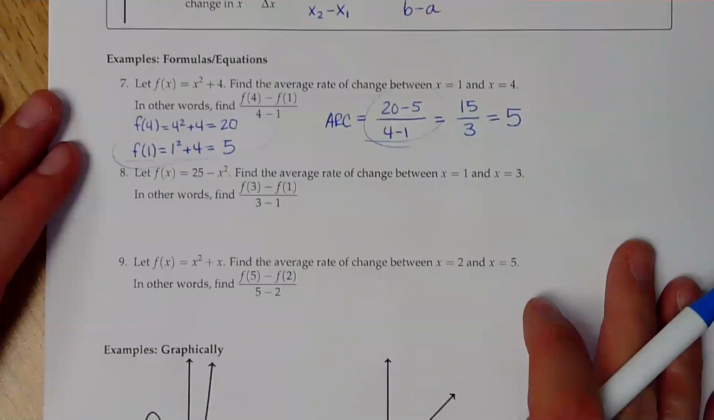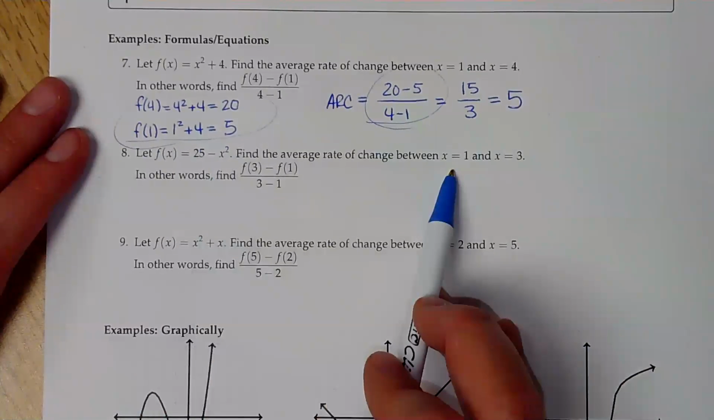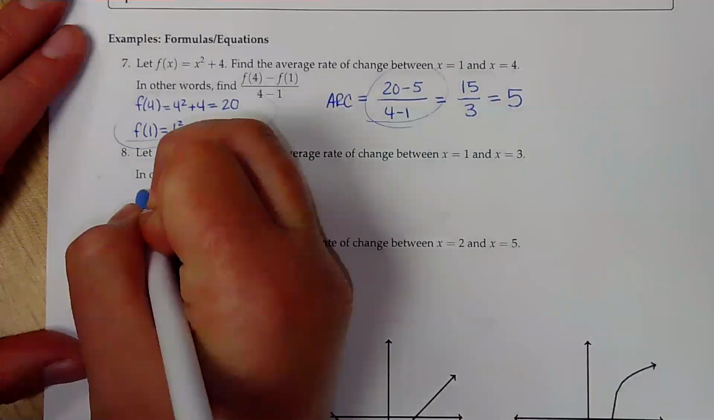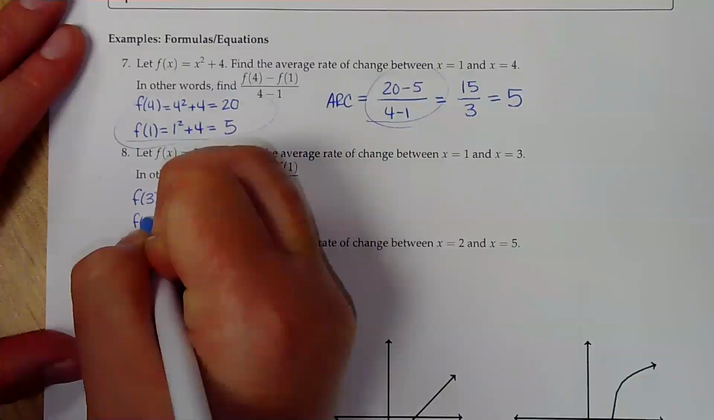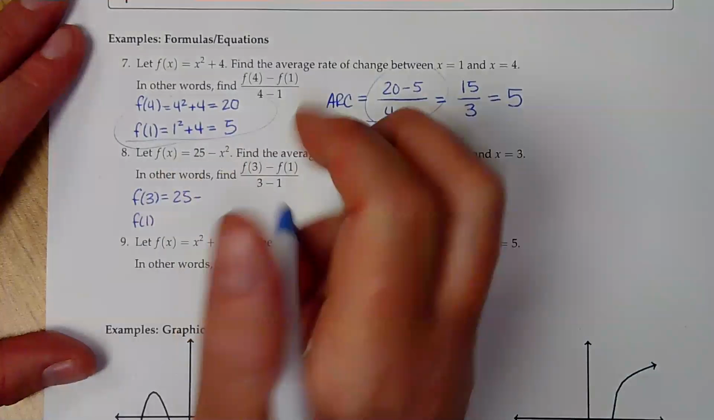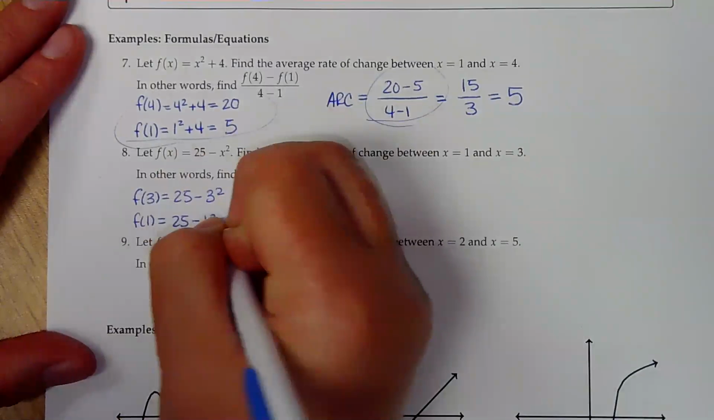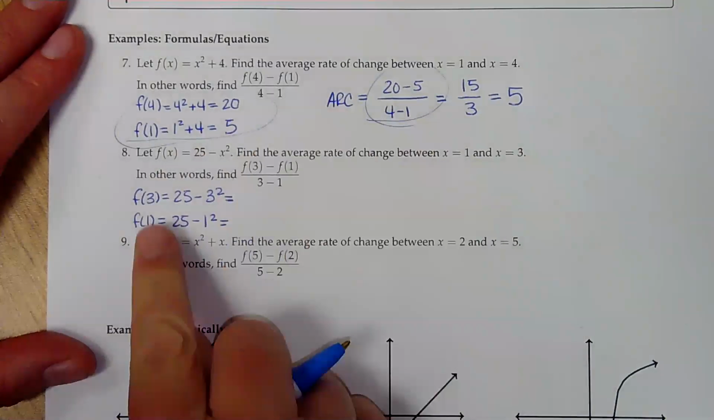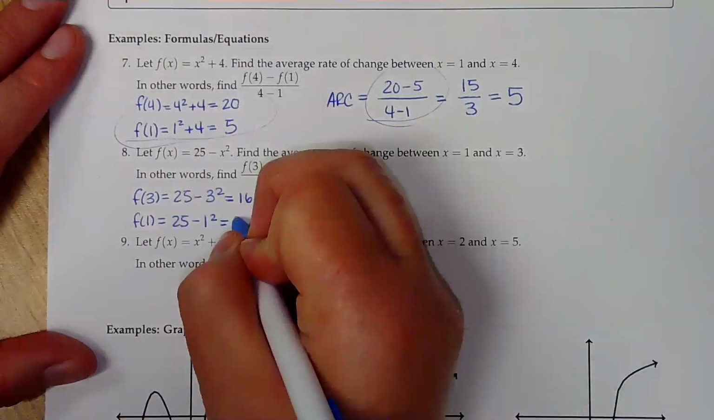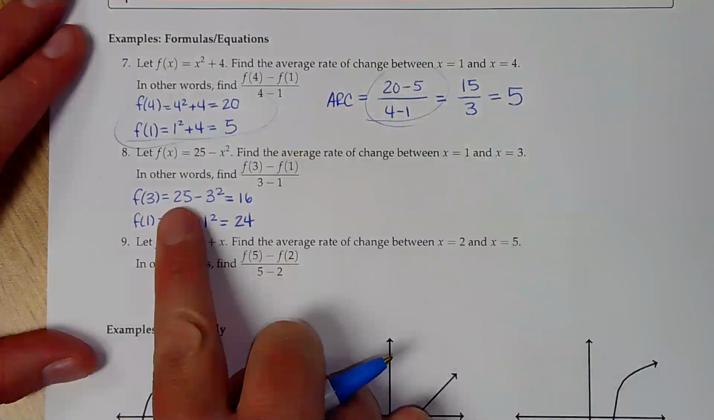All right, let's try this next one. So number 8. We have 25 minus x squared. We're finding the average rate of change between x equals 1 and x equals 3. So I have my f of 3 and an f of 1. So I get 25 minus, and then I'll put a 3 in for x, 3 squared, and this one will be 25 minus 1 squared. And this is 25 minus 9 will give me 16. This is 25 minus 1 will give me 24. That's 3 times 3 is 9, so 25 minus 9 is 16.